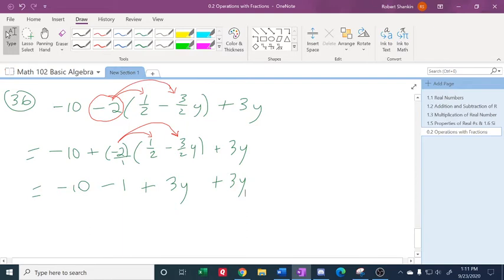Okay, and then I'm going to combine these two like terms. Combine these two like terms. Negative 11 plus 6y. And that's it. Does that answer your question? Yes, thank you. I really appreciate that. You're welcome.